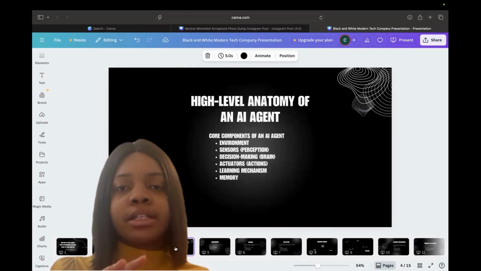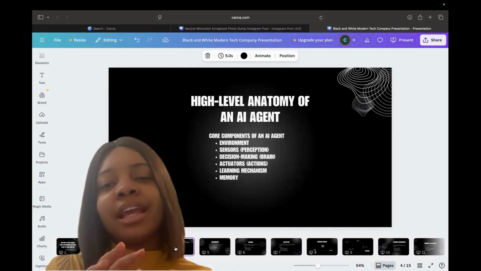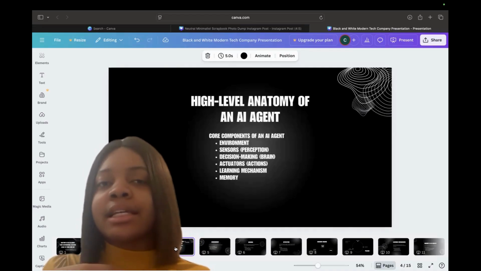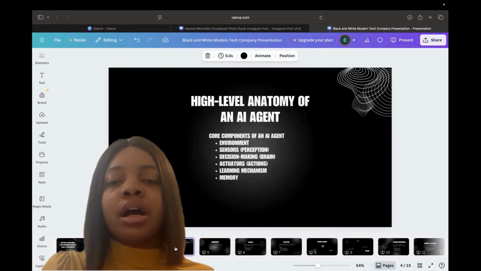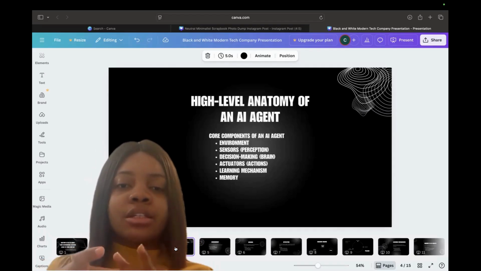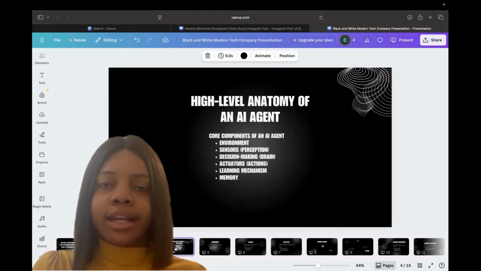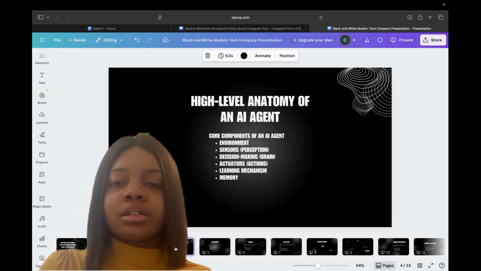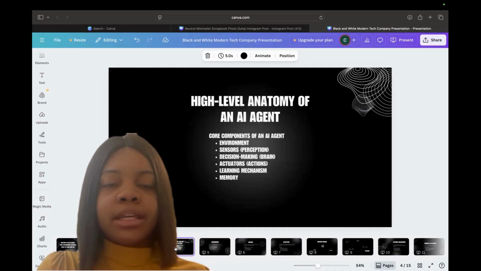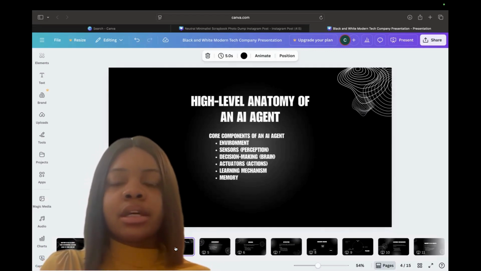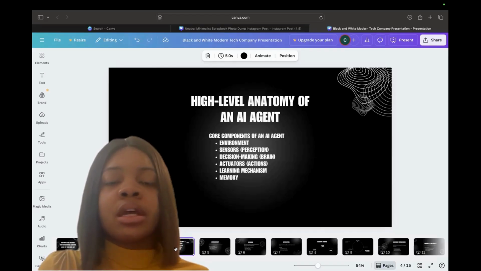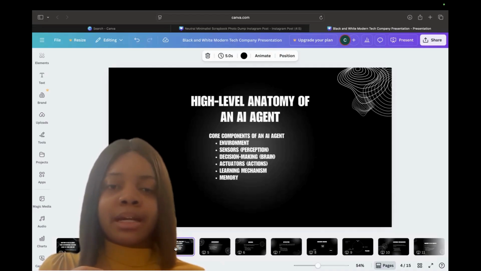And let's look at the high level anatomy of an AI agent, the core components. What exactly is the AI agent made up of? So the core components of an AI agent include its environment, that is the things that are outside of that agent. The sensors, the decision making, which is like a box whereby it has policies and functions that it can use to make decisions. There are actuators. Actuators are more like actions. And then there are learning mechanisms, and then there's memory.